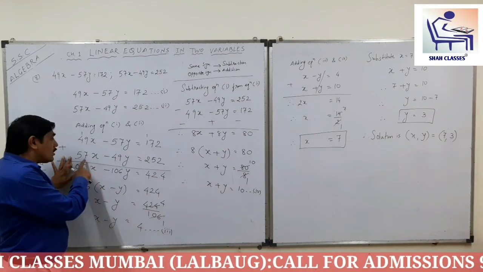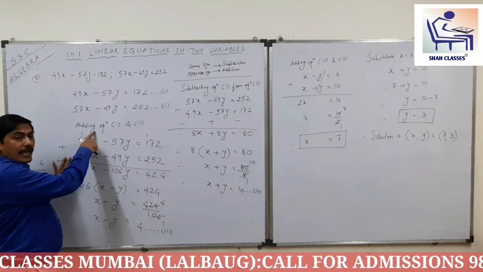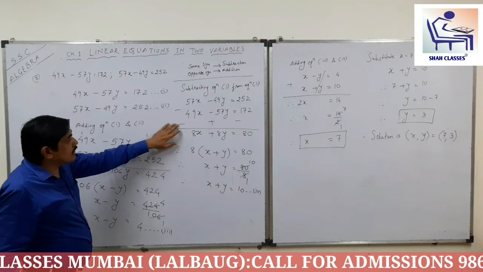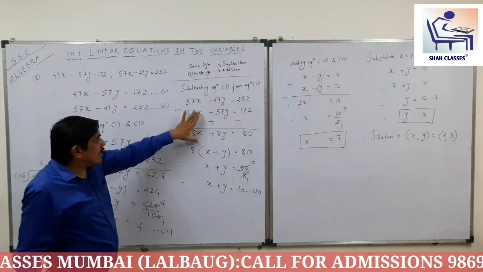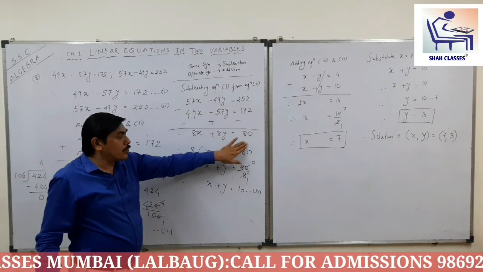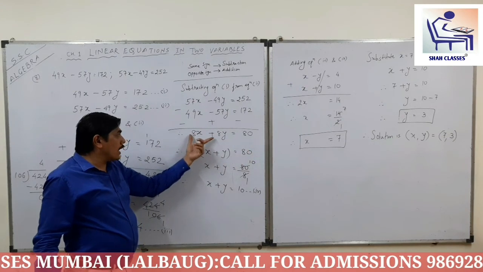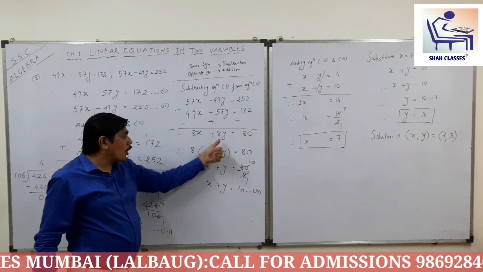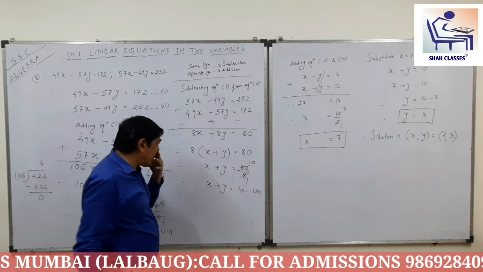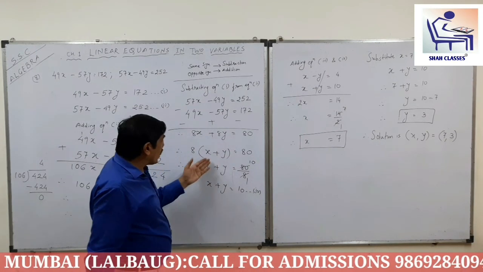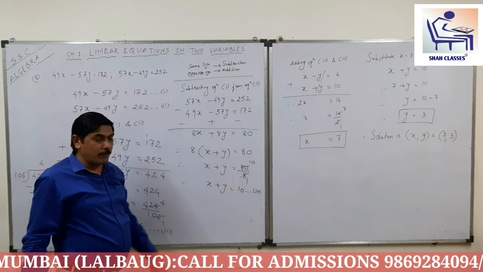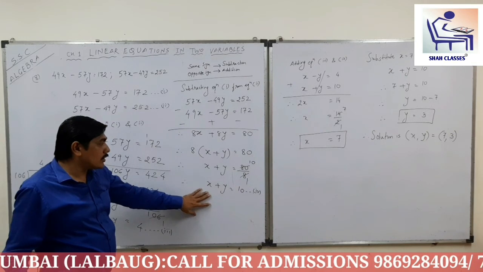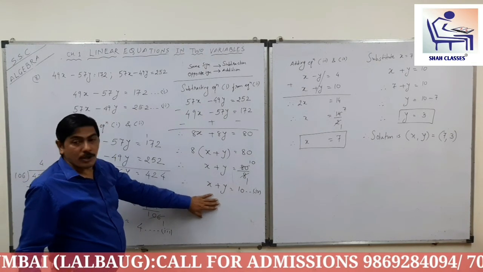Here we are not changing the sign because we are doing addition. Here we are changing the sign. So 8x plus 8y is equal to 80. Now again the common part and uncommon part. So 8 into x plus y is equal to 80. Now x plus y is equal to 80 divided by 8. So that comes to 10. So x plus y is equal to 10.